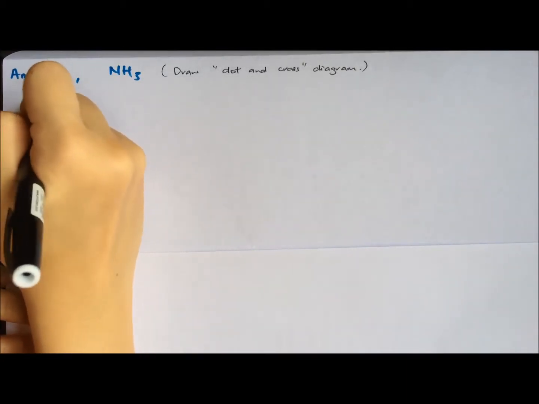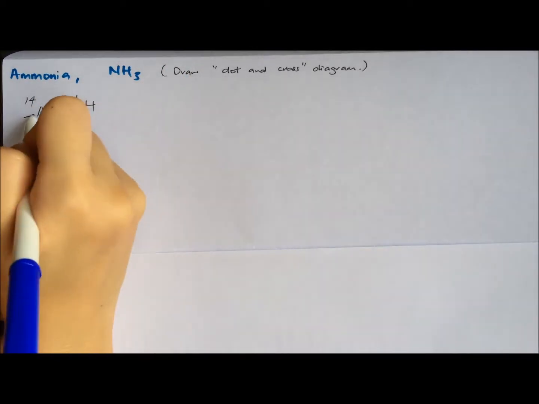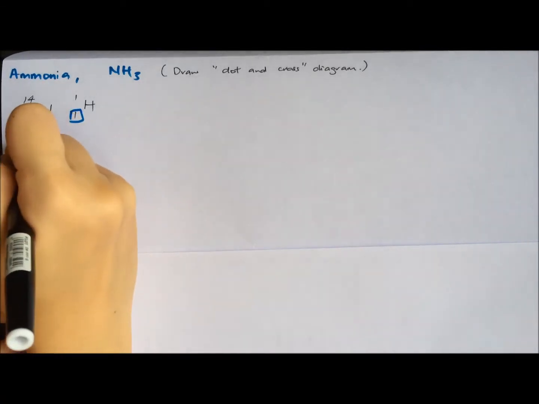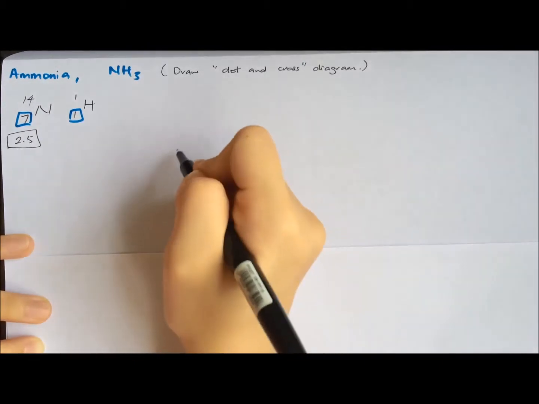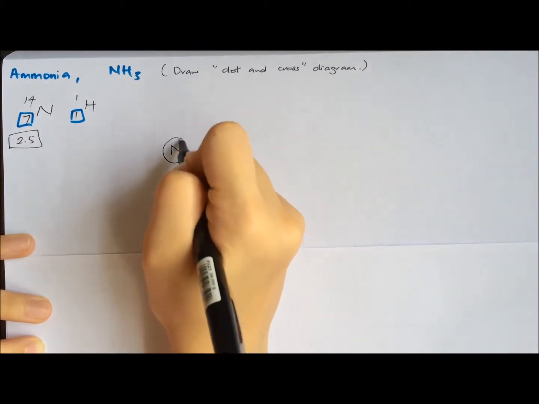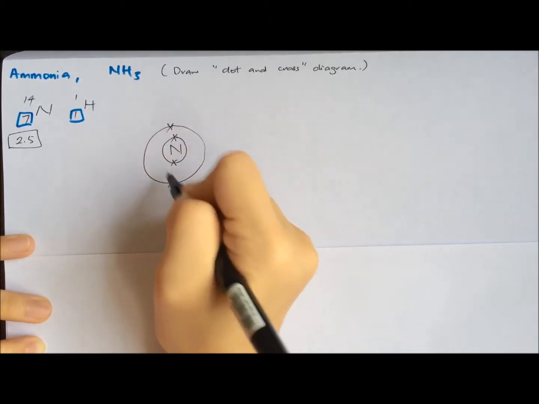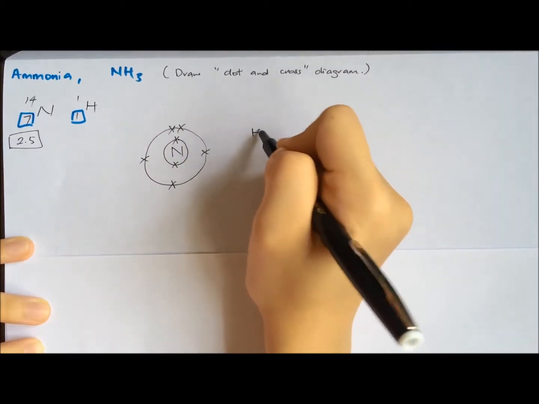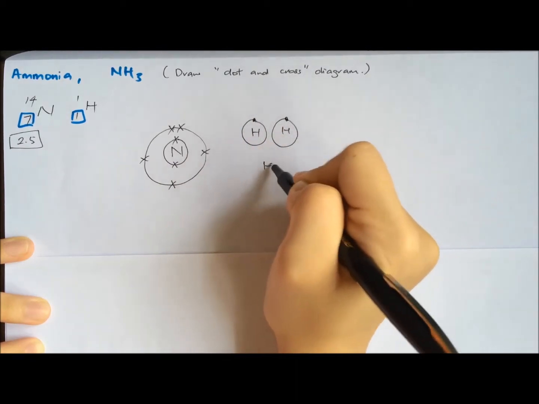Now we have ammonia. Nitrogen and hydrogen both are non-metals. It is a covalent compound. In this case, they never say show the valence electrons only. So in this case, we must draw all the electrons. So nitrogen has 7 electrons. You must draw 2.5. So we draw nitrogen, 2 electrons, crosses, top, bottom, left, right, 5 electrons, crosses. NH3, so we must draw 3 hydrogen, all will be dots.